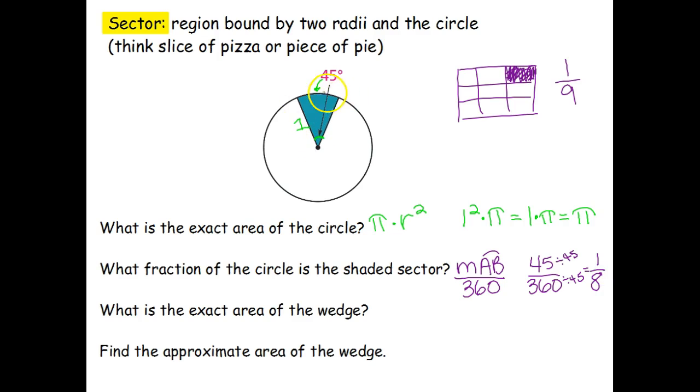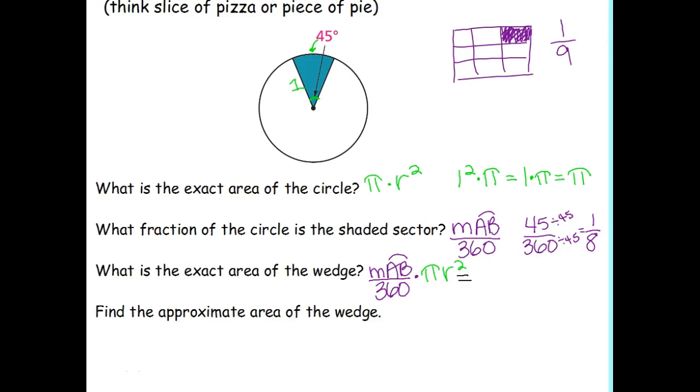So this shaded portion represents 1/8 of this circle, which means its area should also be 1/8 of the circle's area. To find the exact area of the wedge, we need to figure out what 1/8 of pi is. So we take the measure of the arc over 360 and multiply it times the area of the circle. We can see that the measure of AB over 360 is this 1/8 here.